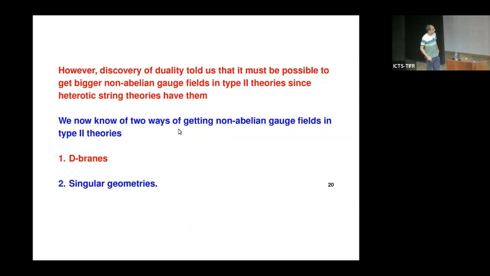But the discovery of duality, the picture that I showed you, told us that it must be possible to get bigger non-abelian gauge fields in type 2 theories because heterotic string theories have them. So if a given vacuum can be described from all these different perspectives, then given that some of the vacua that we constructed in heterotic string theory had non-abelian gauge fields that can contain the standard model gauge group, it must also be the case for type 2 string theories. And indeed, we now know of two ways of getting non-abelian gauge fields in type 2 string theories. One is via d-branes and the other one is via singular geometries. And I'll describe these two aspects in the next few slides.